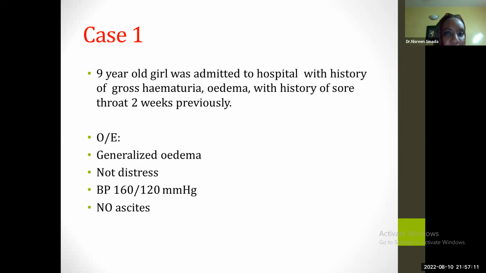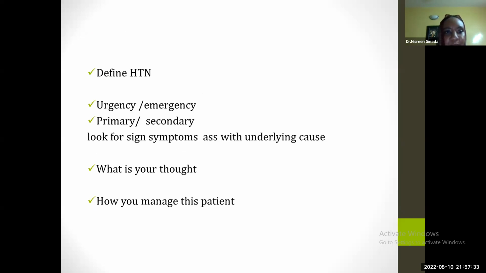So we have a child with gross hematuria, edema, and history of sore throat 2 weeks previously, and she's edematous. And we can ask about the urine amount. We can ask the mother about the urine amount. It will be oliguric. And then we can ask for a detailed history about this gross hematuria.